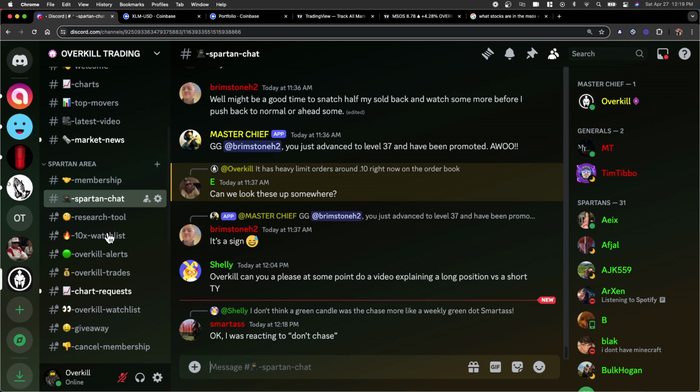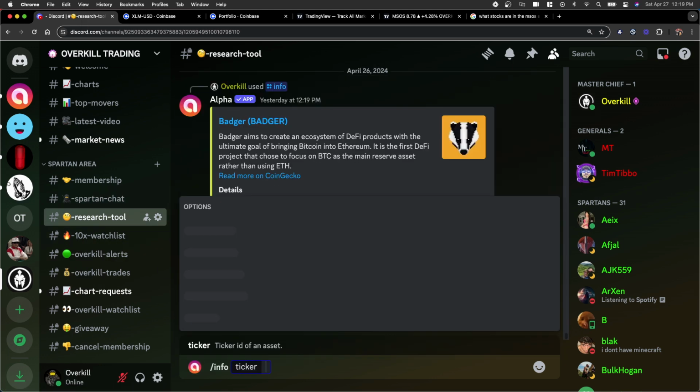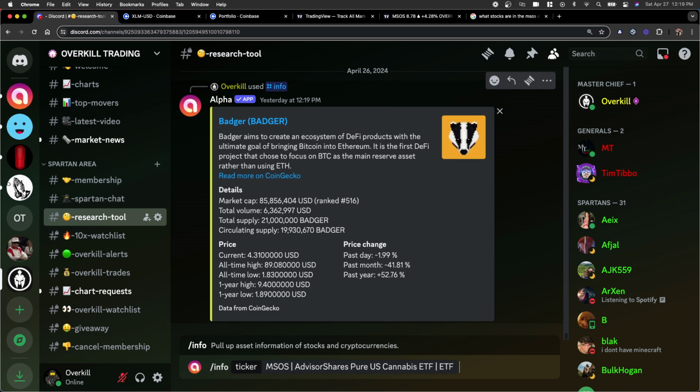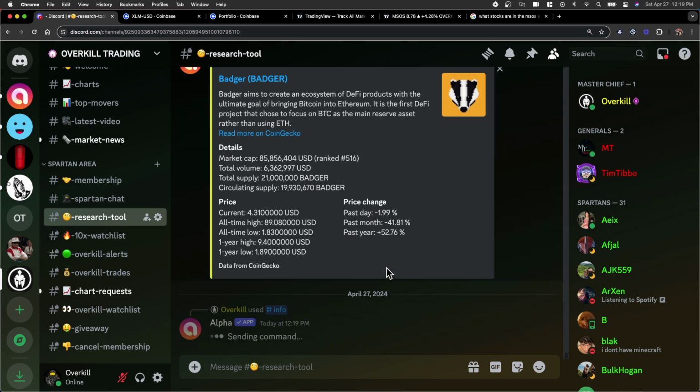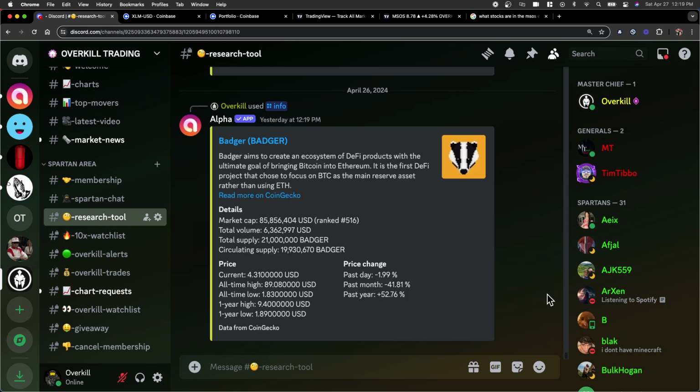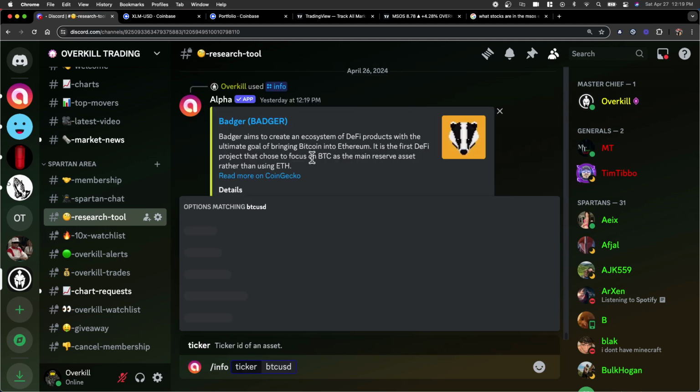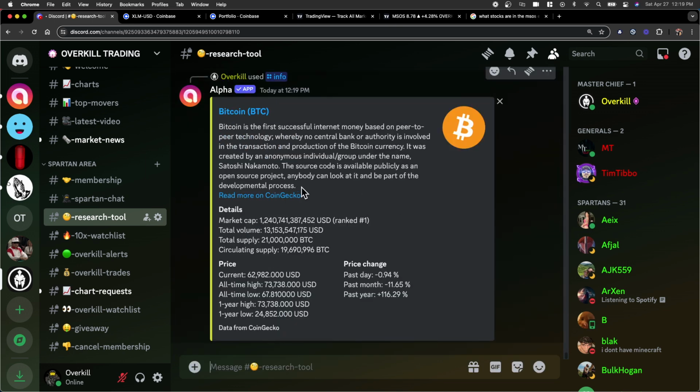Okay, and there's another cool thing over here too called the research tool. I can type in /info MSOS. Okay, it's a stock, right? I don't even know if this thing has info. I think we tried to do this before. Okay, so some of them don't pull up, but you can see if you type in /info and your ticker, right? If I type in BTC USD, you could actually look up all the info about either the crypto or the stock. I think it even works with Forex, but you can see the market cap. You can see what it does. You can actually click on this link and read more about it. You can see the price changes. You can see all the current all-time highs, 1-year highs, 1-year lows. Okay, all that information is available in that research tool, which is available to our members.